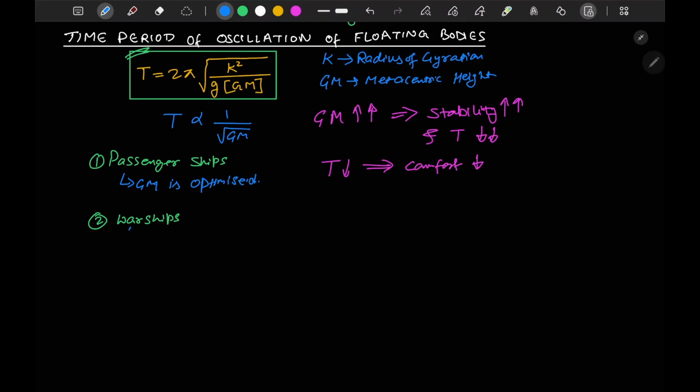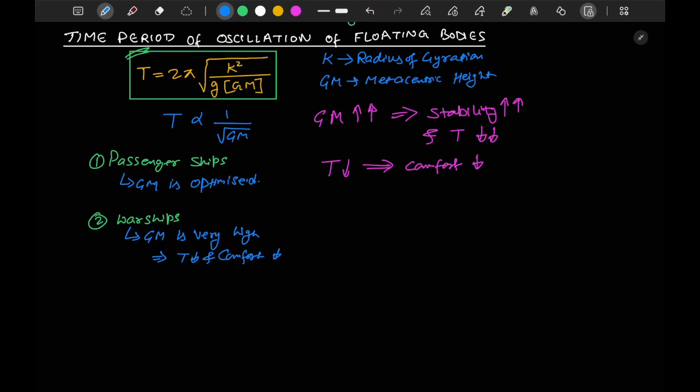In case of a warship, comfort is a secondary choice, stability is the higher choice. So your gm is very high, which would mean your time period is less and comfort is low. Okay, I hope you get this.